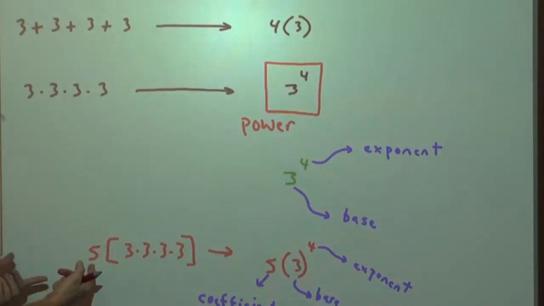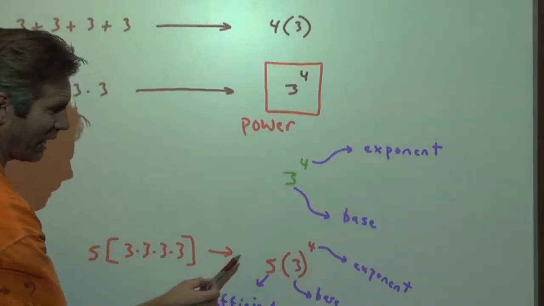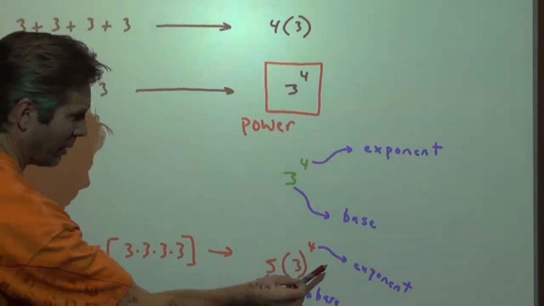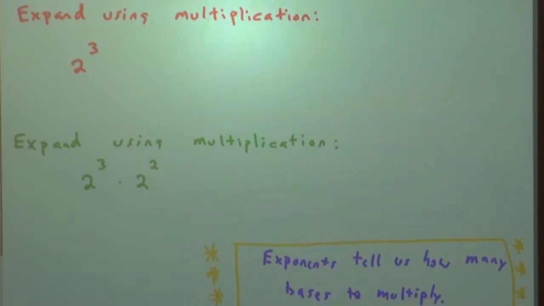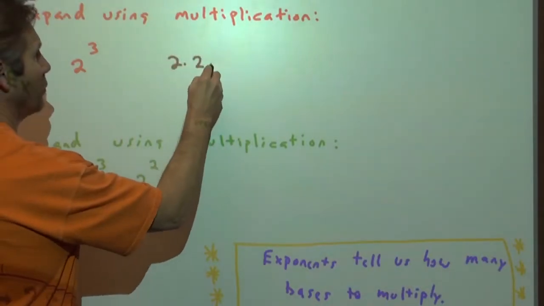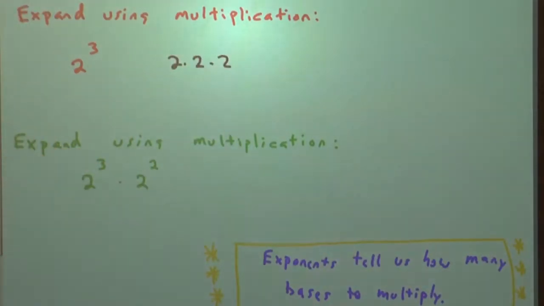Now if you have a coefficient in front, like 5 times 4 3's multiplied together, then it's 5 times 3 raised to the 4th power. That's a coefficient, 3 is the base, 4 is the exponent. Alright, so let's expand this using multiplication. We know that 2 to the 3rd is 2 times 2 times 2. We know that, so that would be worth 8.